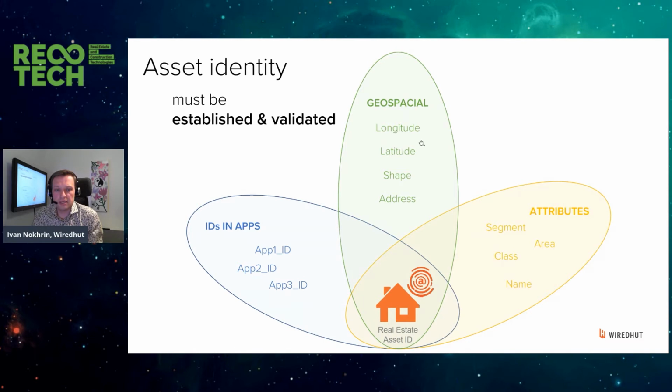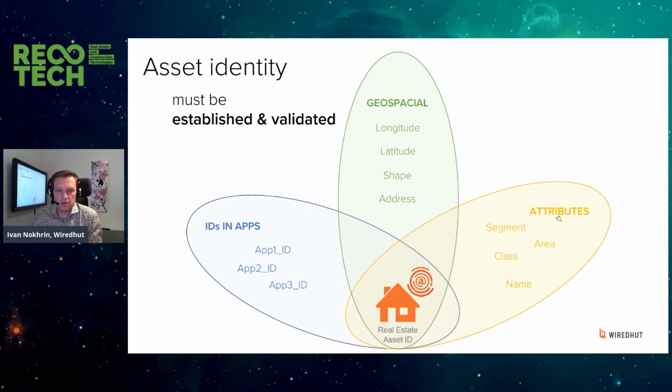Geospatial data helps us identify the location of the asset on the face of the earth, its shape and size, and other parameters that relate to the location, such as address and plus code and whatnot.